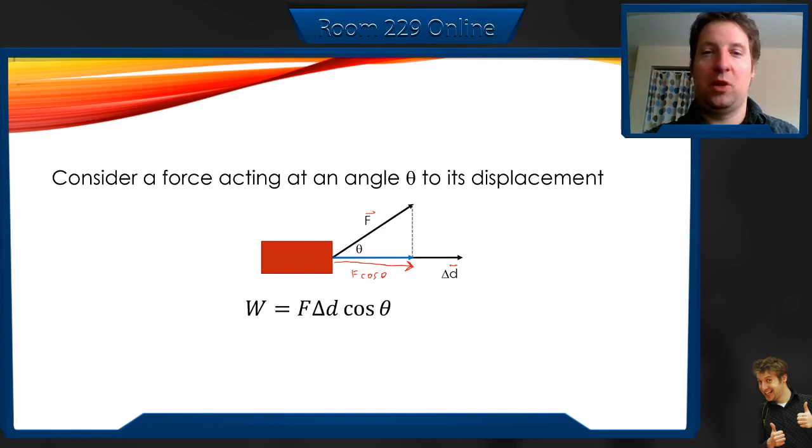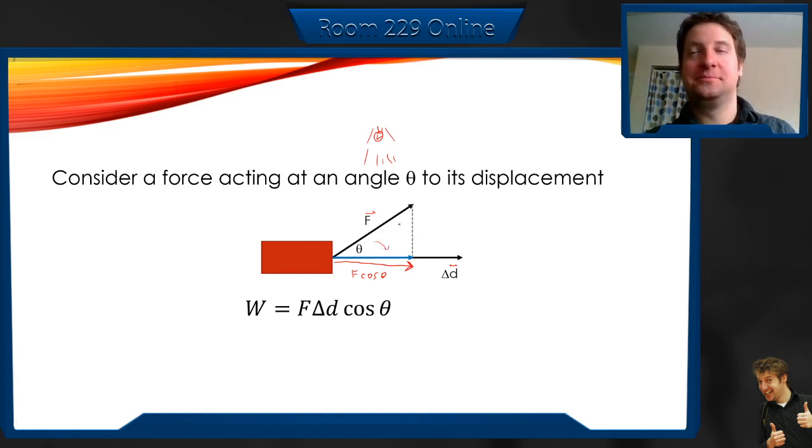Imagine there's a light bulb up here. The world's worst lamp of all time. But it's casting a shadow right here. This is the shadow that's being cast of that force, and it's F cos theta because it's adjacent. And it's going to be multiplied by delta D.